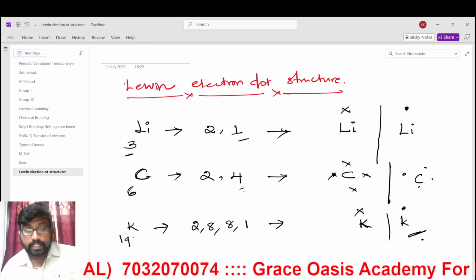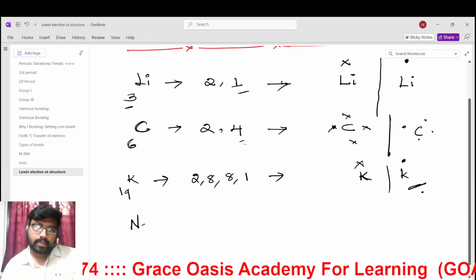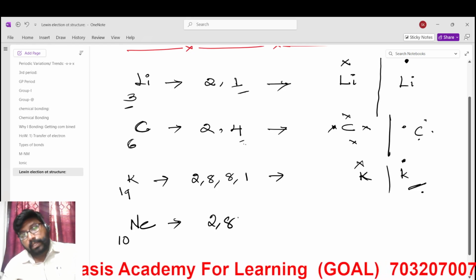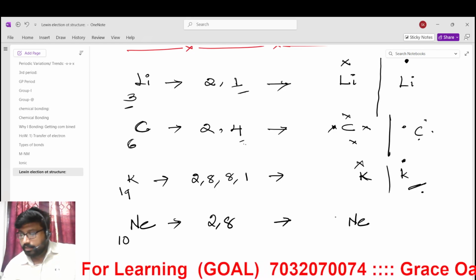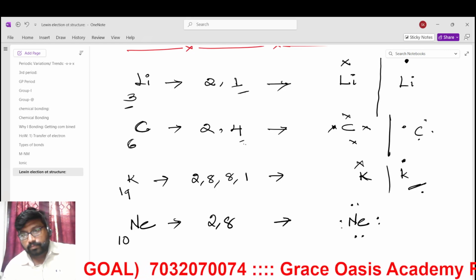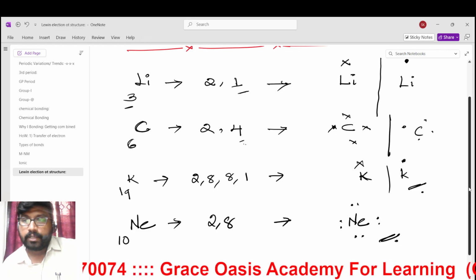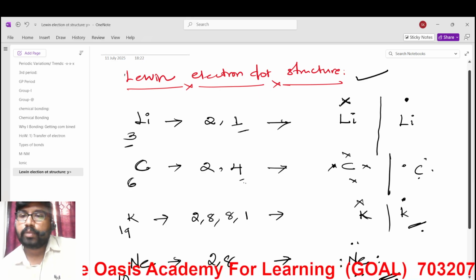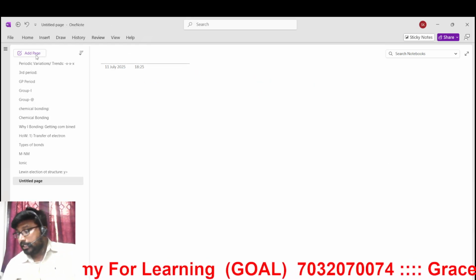Understood now? So now say it for neon. Ne, 10, 2, 8. So how will you write Ne? This is the way in which we will represent in the Lewis electron dot structure. You can use this cross symbol or dot symbol, but both symbols cannot be used at a time in combination.